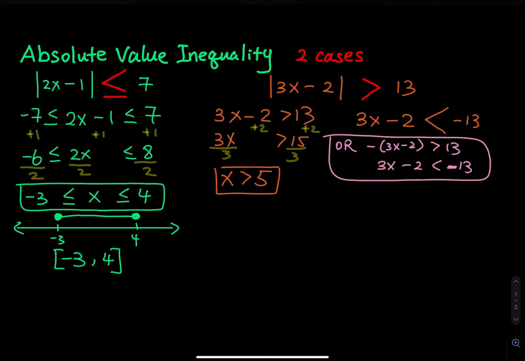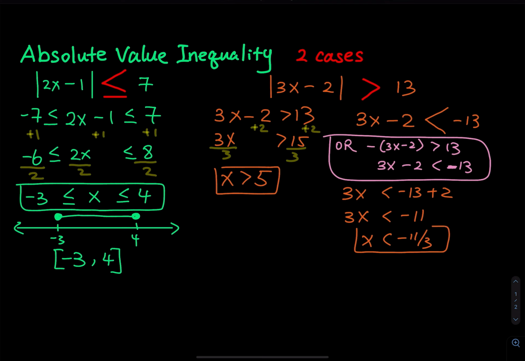All right, so you add 2 on both sides. I should follow the color, right? So you have 3x less than negative 13 plus 2, and this is a negative 11, this is a 3x, and then you divide both sides by 3, and you have x less than negative 11 over 3.